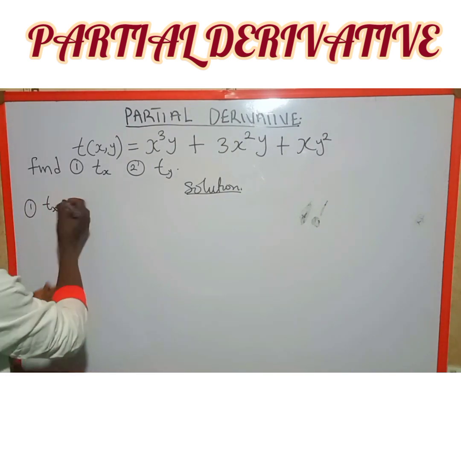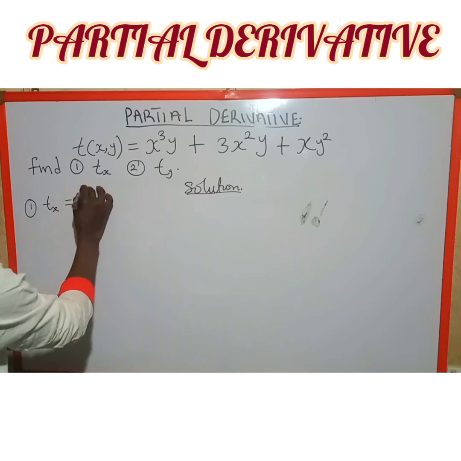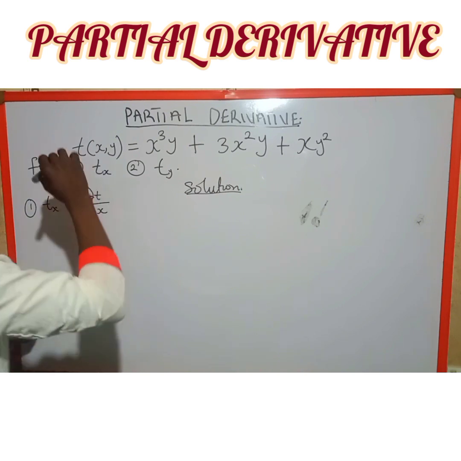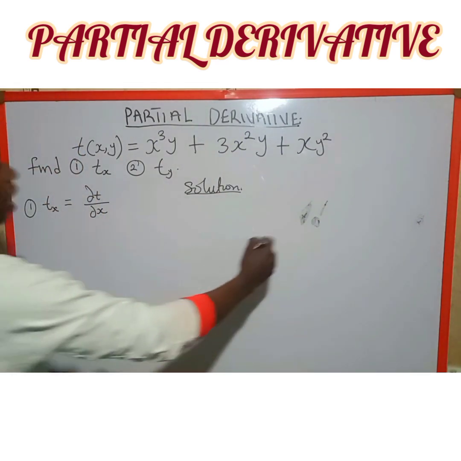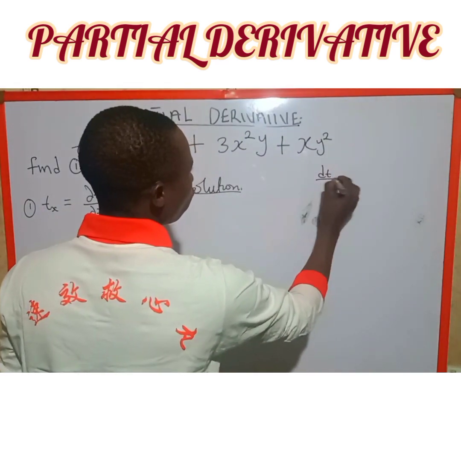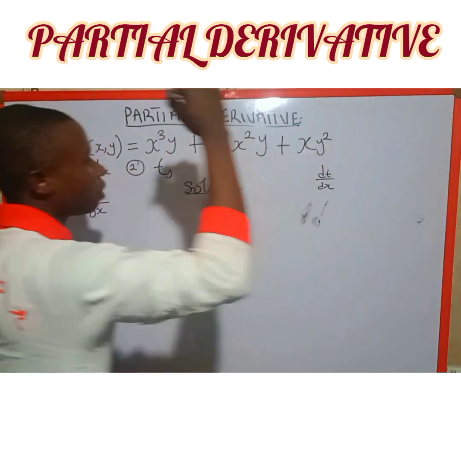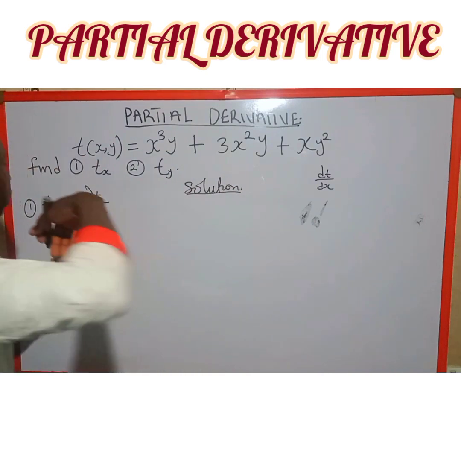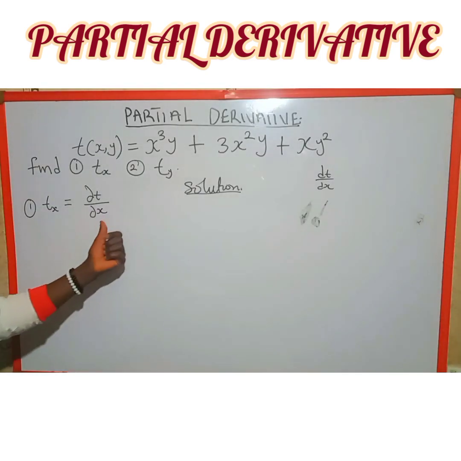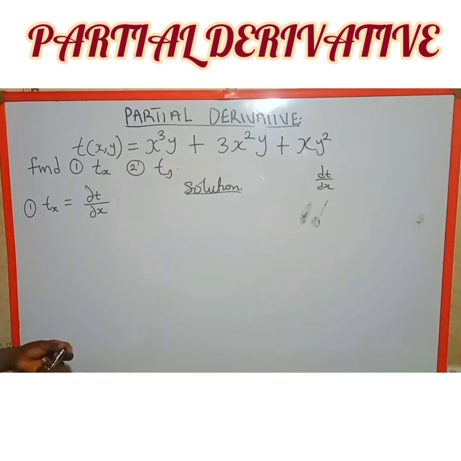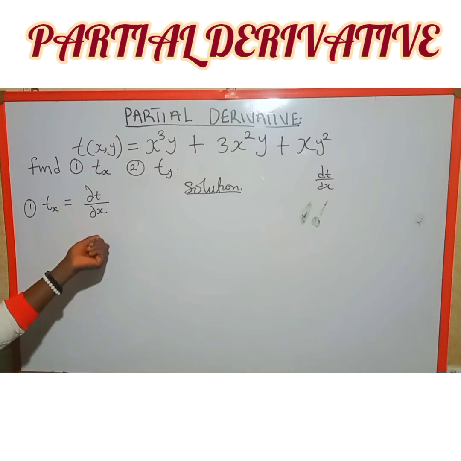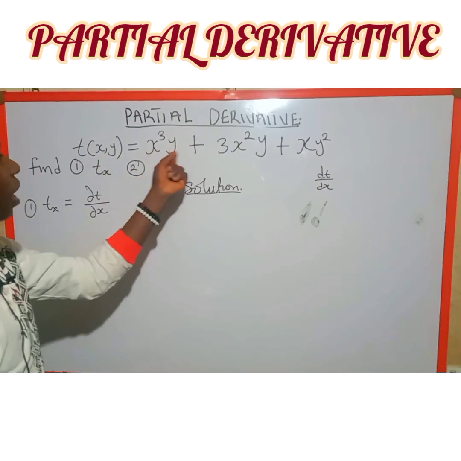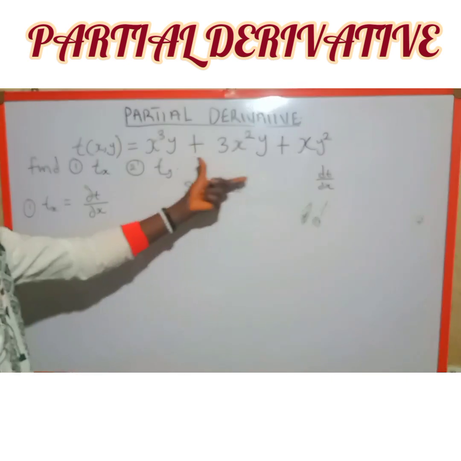This T subscript s can also be written as delta T with respect to delta s. In ordinary derivative, we used to write dT over ds, but in partial derivative, it's not going to be dT over ds. It's going to be delta T with respect to delta s. What this means is that we are going to differentiate this function of T with respect to s, then keep y constant.